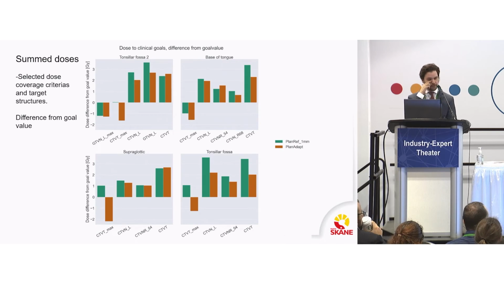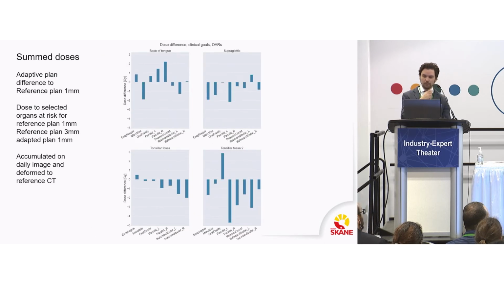So how did it go? We summed the dose here for selected dose coverage criteria. Here we have in green the reference plan with a 1 mm CTV to PTV margin, and the adaptive plan. There are no big differences generally between these. This is how many grays you have in the dose coverage difference from the goal values. It doesn't show up so much on the sum dose. It's more a few fraction miss or hit scenarios, so we'll look more into this.